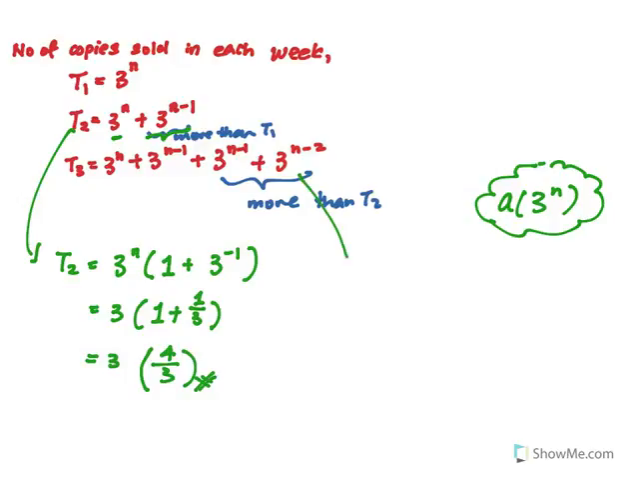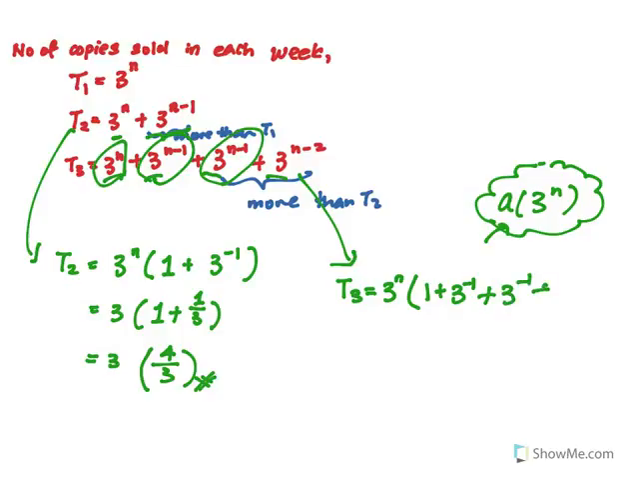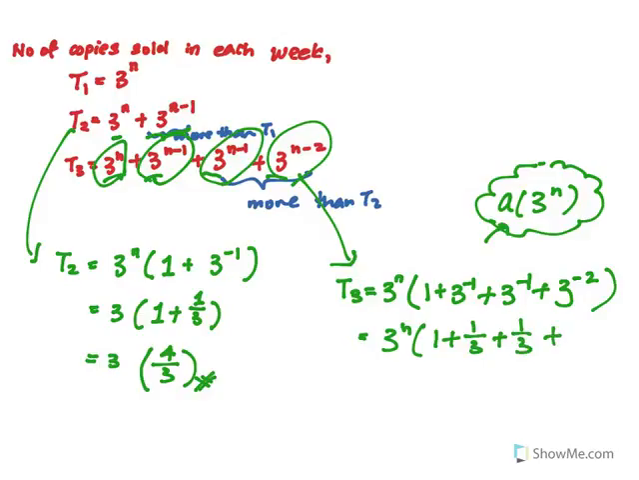Alright, how about for term 3? Okay, term 3, what we can also do is this. You can see that I use the same idea. For each of these terms, I'm going to take out 3 to the power of n. For the first term, I'm left with 1. For the second term, I'm left with 3 to the power of negative 1. For the third term, I'm again left with 3 to the power of negative 1. For the fourth term, I'm left with 3 to the power of negative 2. And this just gives me 3 to the power of n, 1 plus 1 third plus 1 third plus 1 over 9, which gives me essentially 3 to the power of n multiplied by 16 over 9.